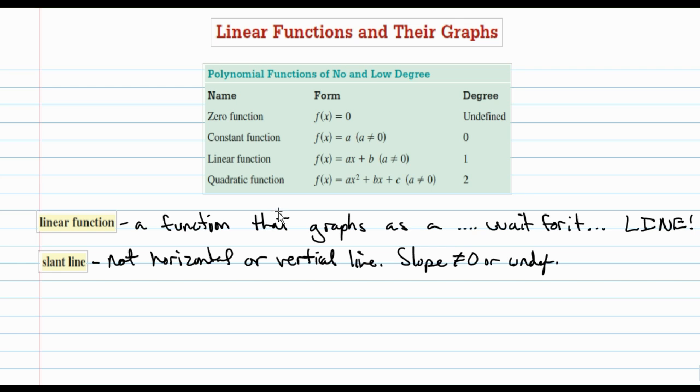A linear function is a function that graphs as a, wait for it, line. So that's specifically this example right here that we're going to study in example 2. A slant line is not a horizontal or vertical line. In other words, the slope doesn't equal 0 or undefined. So it's not an x equals, it's not a y equals.